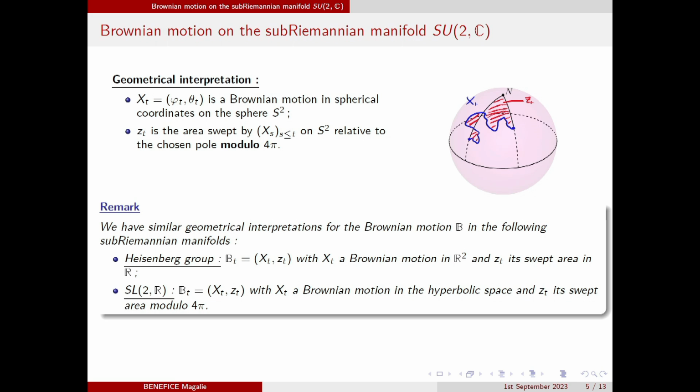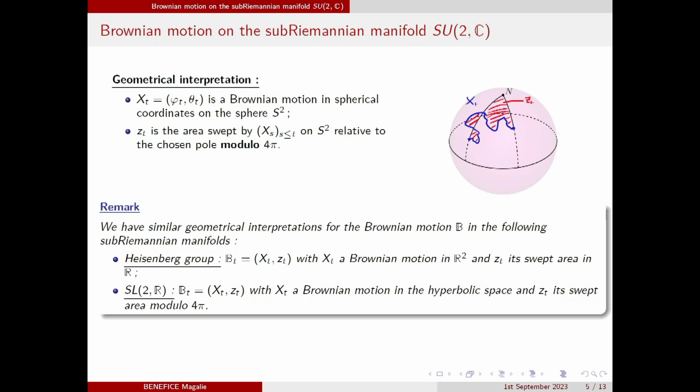An important remark is that we have similar interpretations for two other sub-Riemannian manifolds, which are the Heisenberg group, I talked about this before, and SL(2,R), which is also a matrix Lie group. For the first one, we can have the same decomposition: we call this a horizontal Brownian motion, x_t, and a third coordinate z_t, with x_t a Brownian motion this time on the flat plane, and z_t the swept area. So it's in R this time, but it's also a swept area. And for SL(2,R), we have the same thing, but with a hyperbolic space.